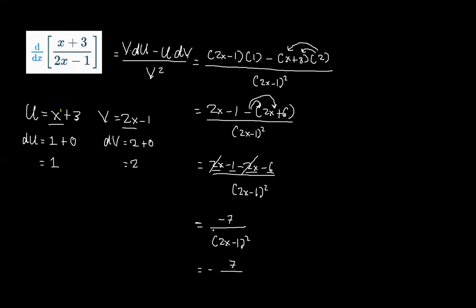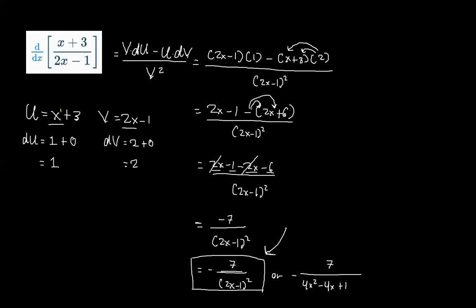Okay, you can bring down the exponent here. All right, then that's it. You will have 2x minus 1 squared. So, yeah, this could be your final answer. This is actually simplified already. But if you want to expand the squared binomial, it's okay. So this would be negative 7 all over 4x squared minus 4x plus 1. So it's up to you. But if you want a simplified and final answer, pick this one.